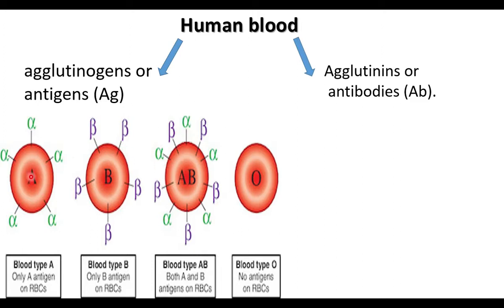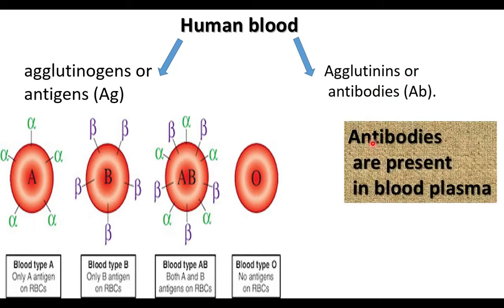A blood group, the RBC has A antigen. B blood group, the RBC has B antigen on the surface. AB blood group, both A and B antigens are on the surface. O blood group individuals have no antigen on the surface of red blood cells. Then agglutinins or antibodies are present in the plasma. Antibodies are present in the blood plasma.